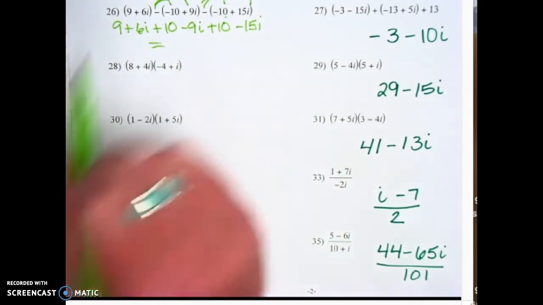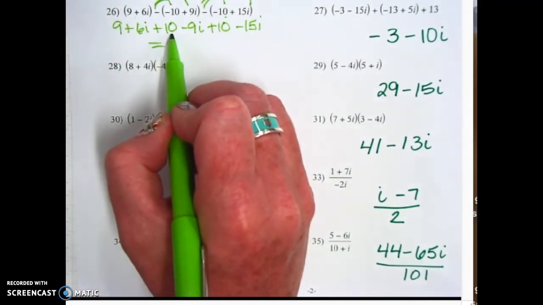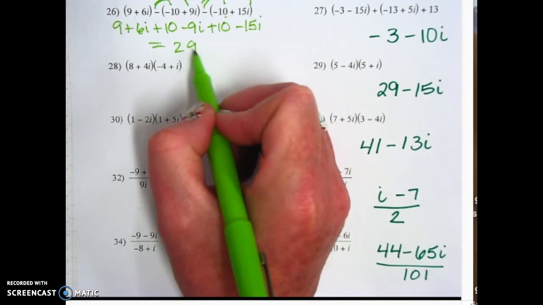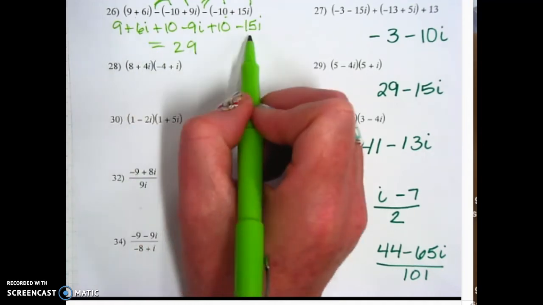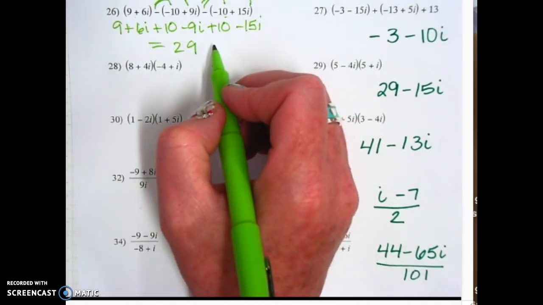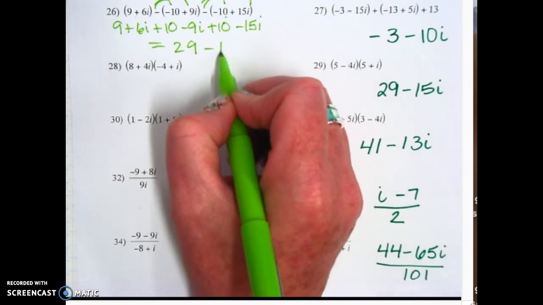So let's write all the real numbers first. So 9, 10 is 19, plus another 10 is 29. 6i minus 9i minus 15i, all combined to get negative 18i.